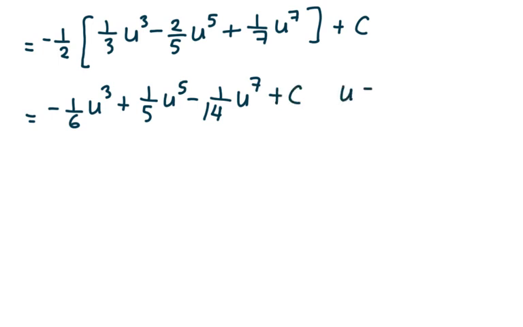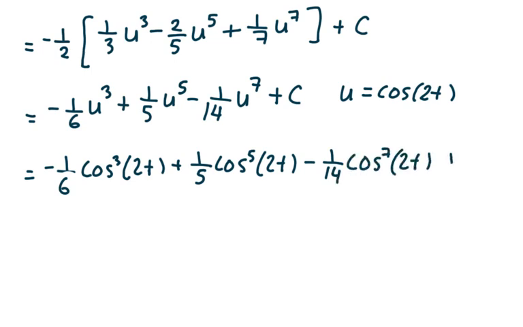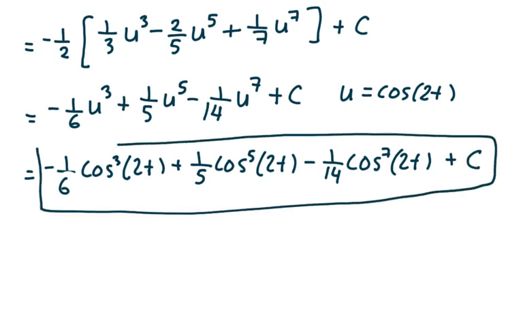But don't forget, u is equal to cosine of 2t. And so this is negative 1/6 cosine cubed of 2t plus 1/5 cosine to the fifth of 2t minus 1/14 cosine to the seventh of 2t plus c. And that's how we do problem number 5.